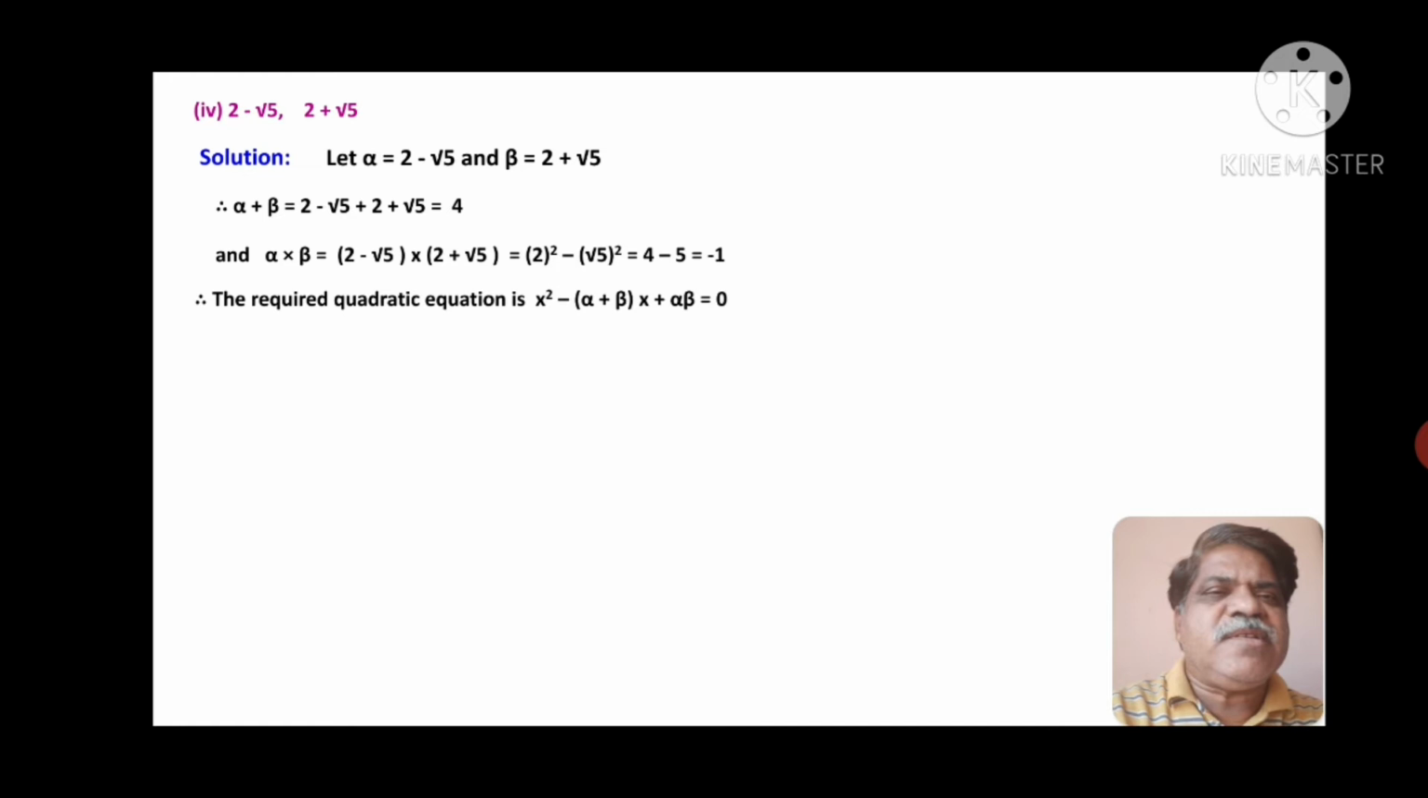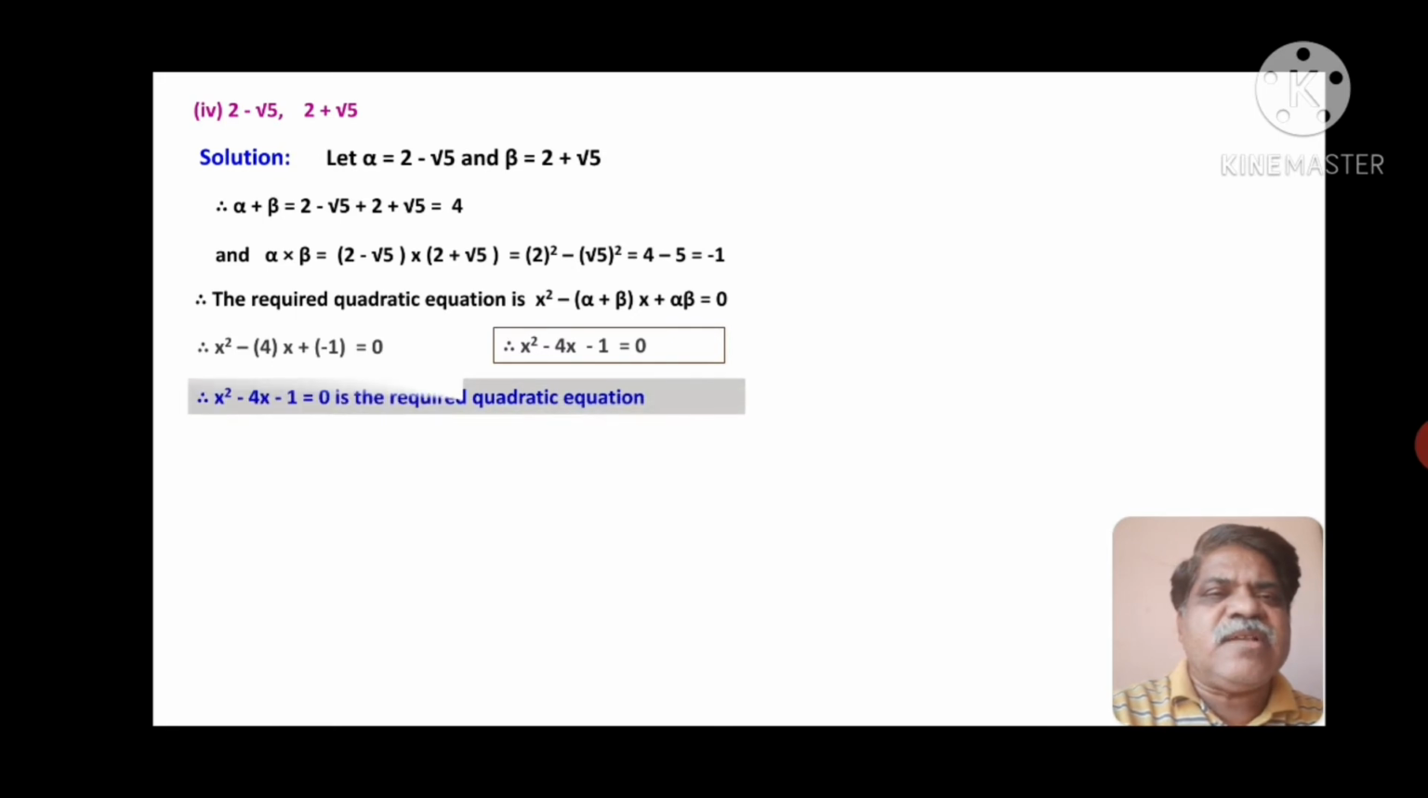The required quadratic equation is x square minus (alpha plus beta) into x plus alpha into beta is equal to 0. Now substitute the values. x square minus 4x plus minus 1 will be equal to 0. Therefore, you will get x square minus 4x minus 1 is equal to 0. Therefore, x square minus 4x minus 1 is equal to 0 is the required quadratic equation.